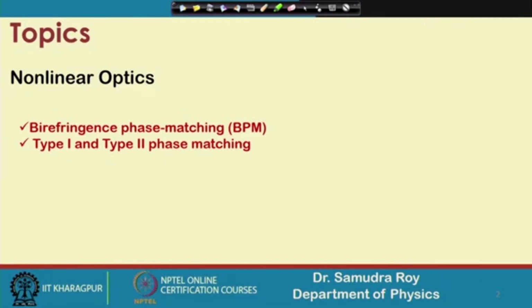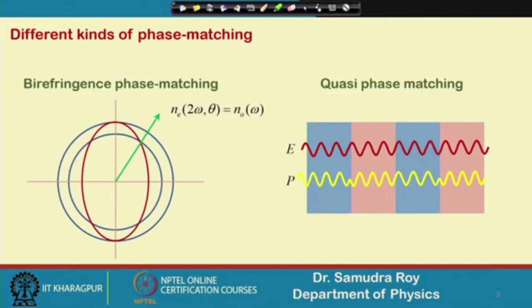Birefringence phase matching conditions we will learn in detail, and in birefringence phase matching there are two types, type 1 and type 2. We are also going to learn what these type 1 and type 2 phase matchings are. So, this is the structure of birefringence phase matching and quasi phase matching. This is the old picture, but it is a very important one. One should understand what birefringence phase matching is.